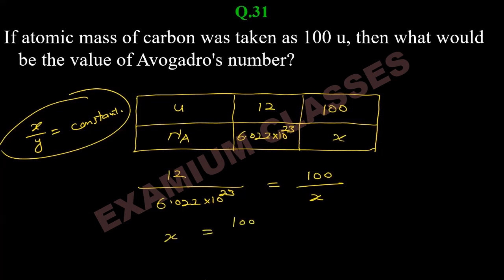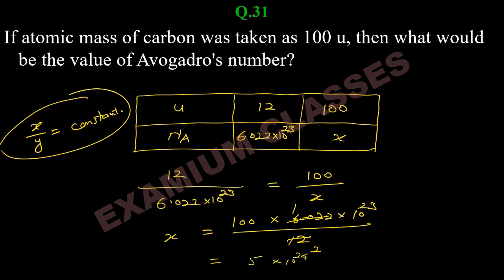X will be 100 into 6.022 into 10 to the power 23 divided by 12. So approximately, 6 ones are 6, 6 twos are 12, so it should be about 5 into 10 to the power 24. It will be slightly more because instead of 6 it is 6.022. That is 5.01 into 10 power 24.